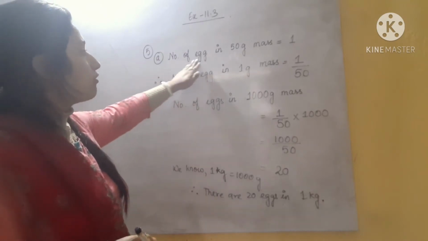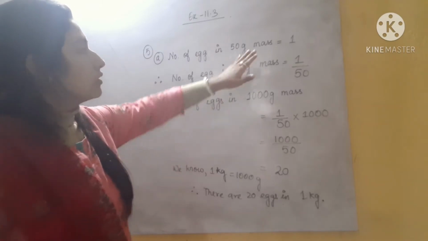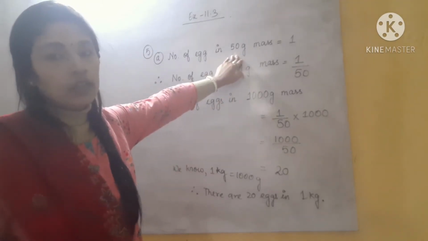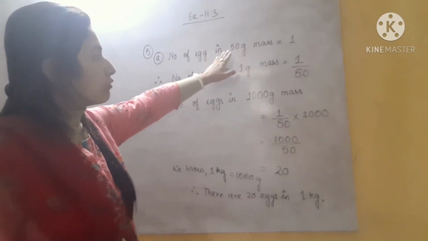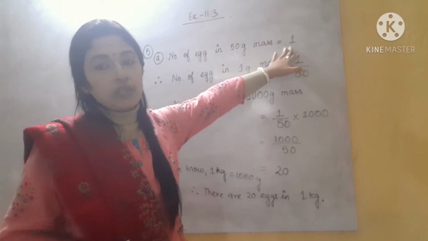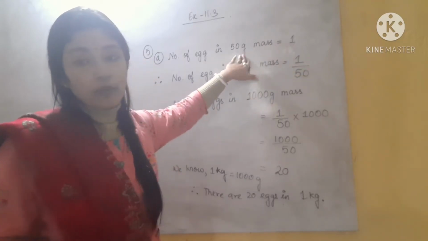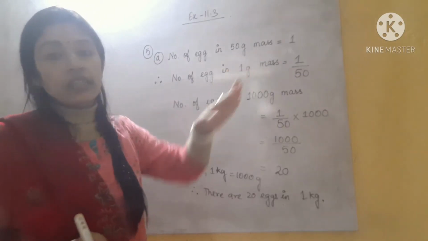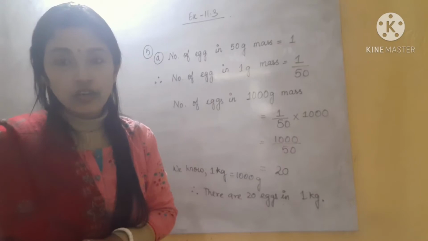See, the number of eggs in 50 gram mass. This is the weight of the egg. So how many eggs are in 50 gram mass? It is given 1. That means the weight of one egg is 50 gram. Now we have to find how many eggs will be there in 1 kg of mass.